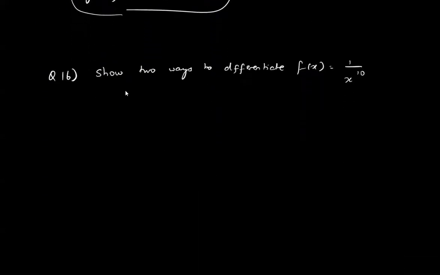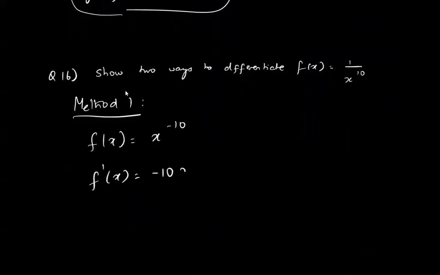Here the question asks you to do two ways in which to differentiate this. Let's see. Method 1. In method 1, I rewrite my given expression as a power like this. 1 over x to the 10th power can be rewritten as x to the power of negative 10. And I just apply the power rule. And this becomes negative 10 x to the power of negative 11. And that can be rewritten like so, right? So this is one way of doing it.